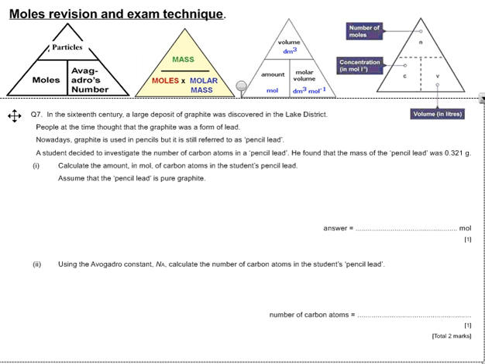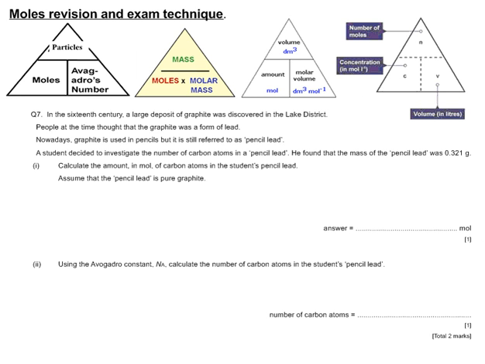Okay, so we need to calculate the amount in moles of carbon atoms in the student's pencil lead. It says assume that the pencil lead is pure graphite. Now before we go any further, let's just clarify what graphite is. Graphite is an allotrope of carbon, so basically it's the element carbon. Okay, now what information have we actually got in this question? Well, we've got a mass in grams.